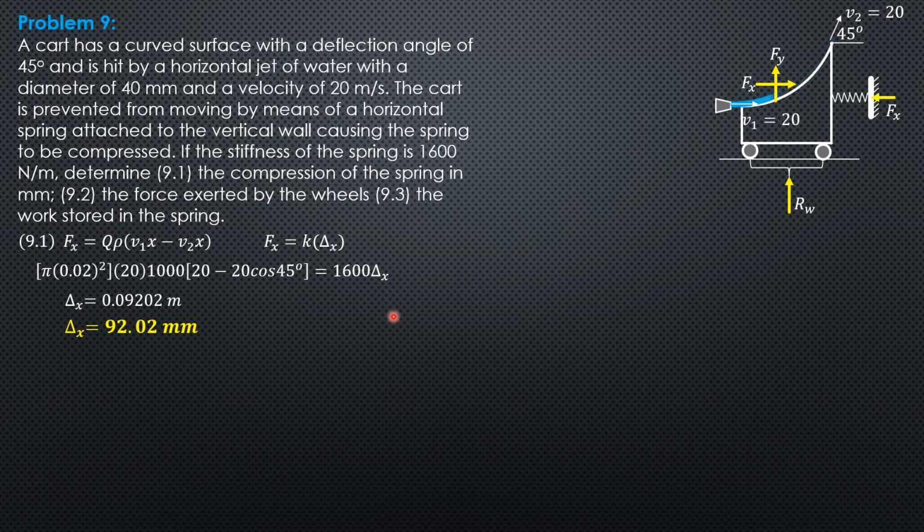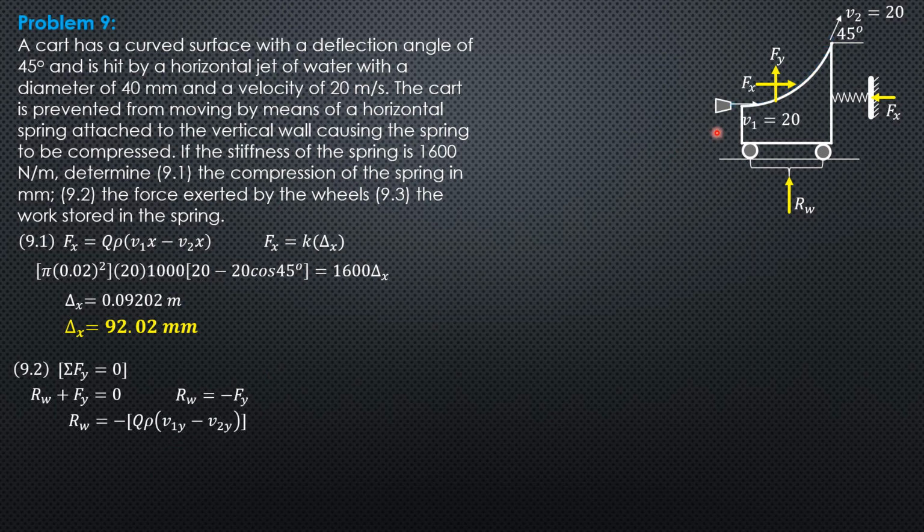For the second part, the force exerted by the wheels, summation of forces in y equals 0. So Rw plus Fy equals 0. So Rw equals negative of Fy, assuming Rw is upward, where Fy is Q rho times quantity V1y minus V2y. So Rw is the negative of Q rho times quantity V1y minus V2y.